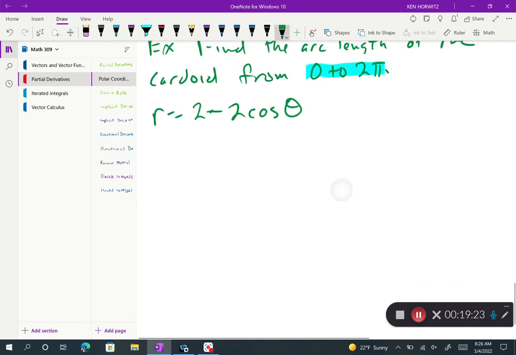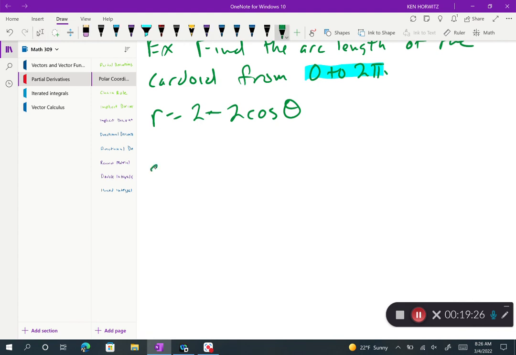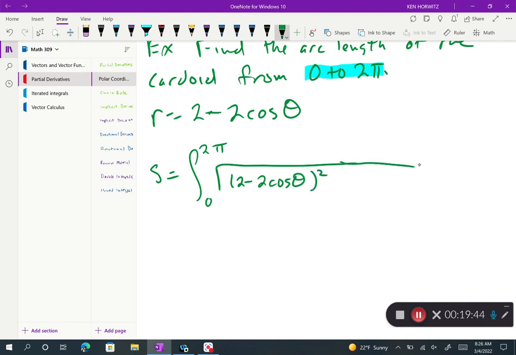So let's start setting up our formula. S is the letter we use for arc length, so I'm going to go from 0 to 2 pi. I'm going to do the square root of 2 minus 2 cosine theta squared plus, now I'm doing the derivative of that. So the derivative of 2 is 0. The derivative of negative 2 cosine theta is 2 sine theta, and I'm squaring that as well.